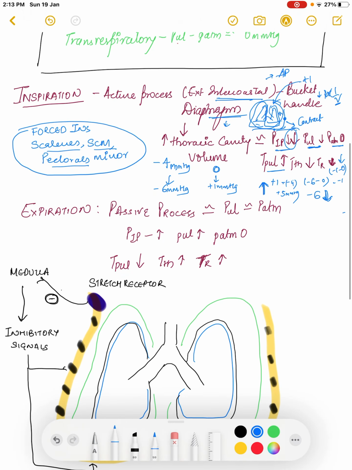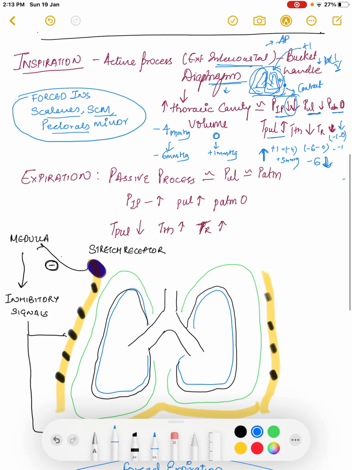Now, what happens in the expiration? There are no muscles involved in quiet expiration, which is a passive process. Whenever the pulmonary pressure becomes equal to atmospheric pressure, the inspiration stops.